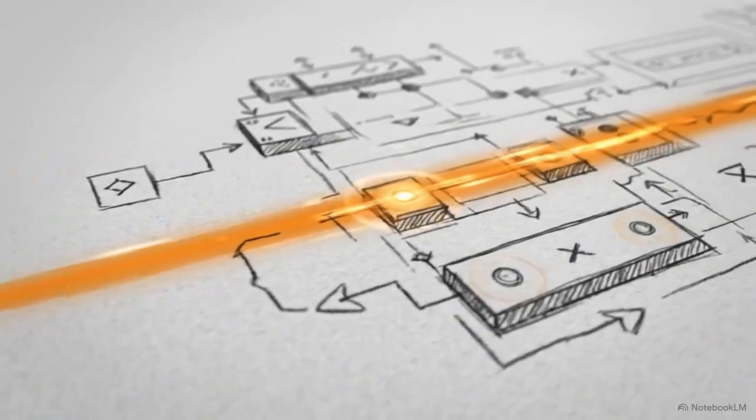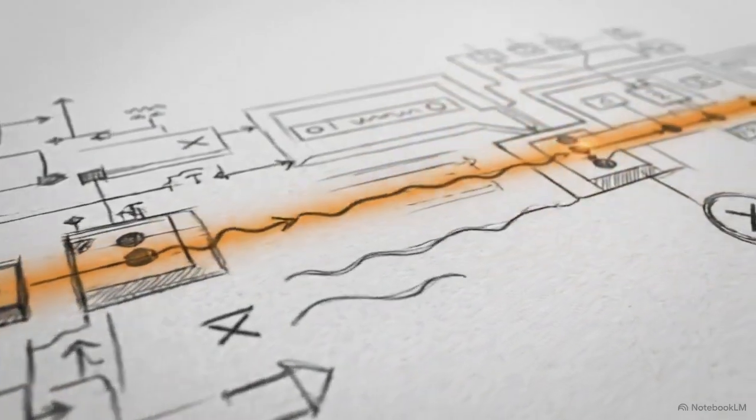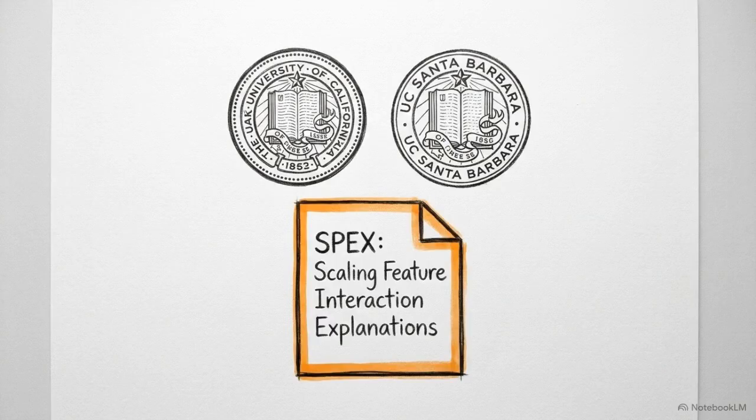To interpret the decisions of a large language model, we have to look precisely at how it weights its inputs. A new research paper from UC Berkeley and UC Santa Barbara, titled SPEX, Scaling Feature Interaction Explanations, proposes a method for isolating these exact mechanisms.